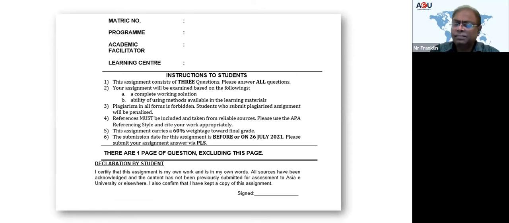The assignment covers 60 marks. So that means each question is 20 marks. Now, your assignment will be examined based on the following: complete working solution, ability to use methods available in the learning material. That means, for example, you can use tools that you learn in the classroom, for example, tools like the SWOT or TOWS. And plagiarism in all forms is forbidden. Students who submit plagiarized assignments will be penalized.